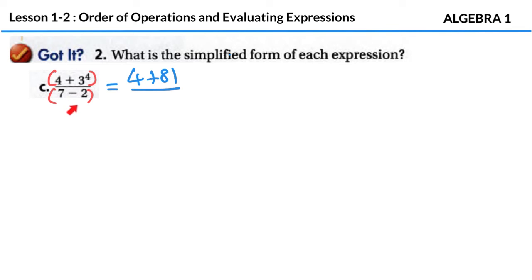We are going to the bottom here, 7 minus 2, and that's going to be 5. Next step, 4 plus 81 is 85, divided by 5, and that is going to be 17. This is how you apply the order of operations. Great going. Let's move ahead in the concepts further.